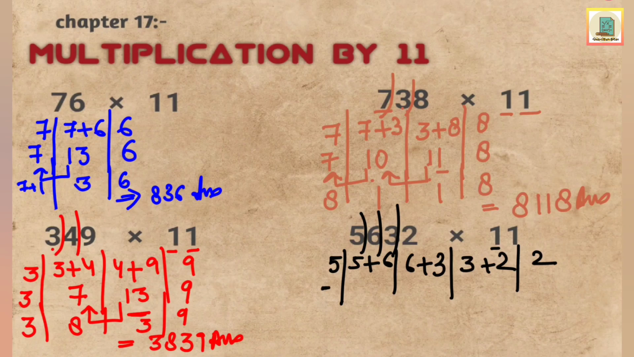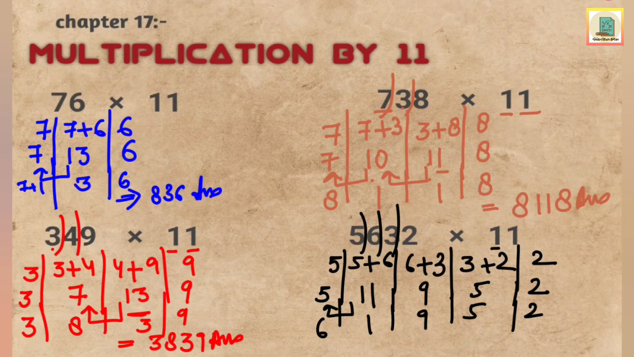So now 5 plus 6 gives you 11, 6 plus 3 gives you 9, 3 plus 2 gives you 5. In the last partition we get 2. Now here in the second partition only we have 2 digits. So this 1 will go and add up over here. So we get 2, 5, 9, 1 and 6. So the final answer is 61952.